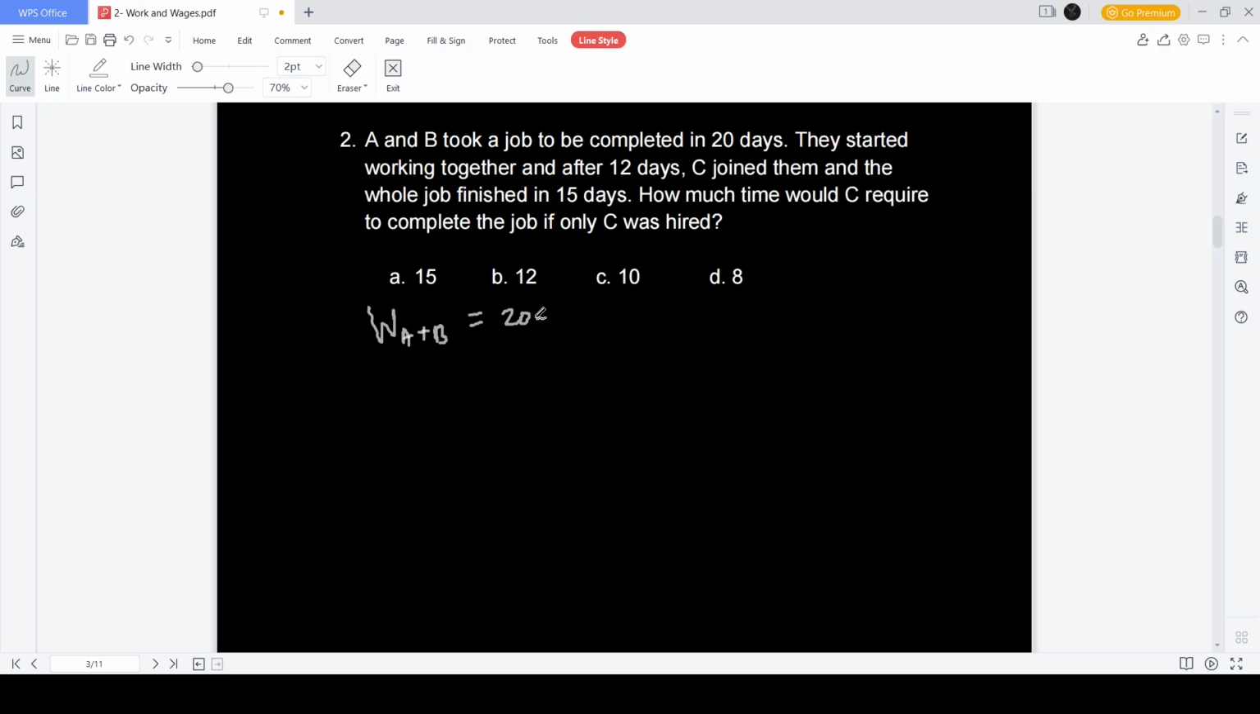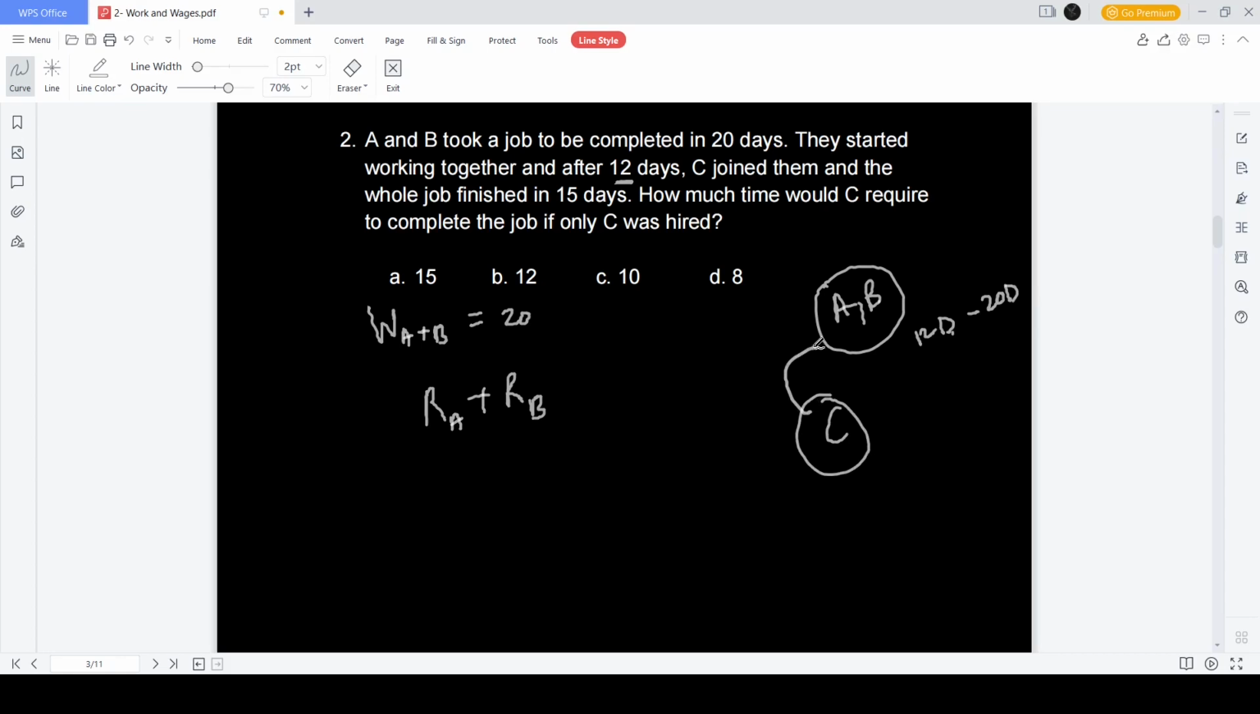Okay, if C was hired alone, we have to find this out. See, first we have to find out how much rate of A plus rate of B was, because we need to know how much work they did per day to calculate how much work they did in 12 days. Okay, the scenario is simple. First, A and B were working together. Okay, they did this for 12 days. They were supposed to complete the target in 20 days, but C joined. Once C joined, the work finished in 15 days. Okay, this is the setup.